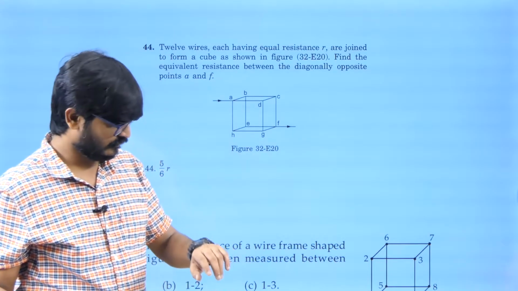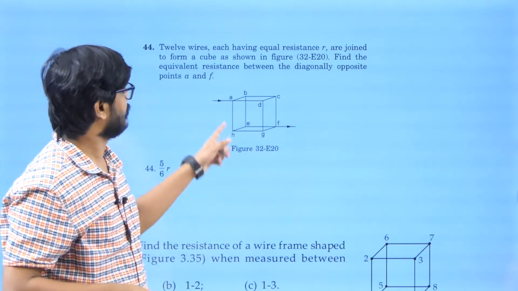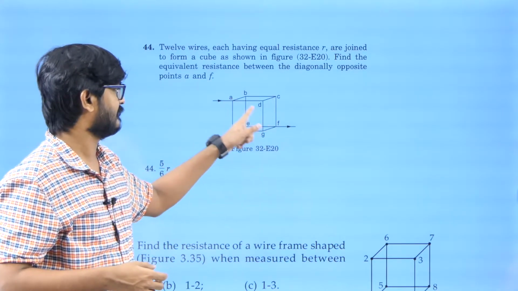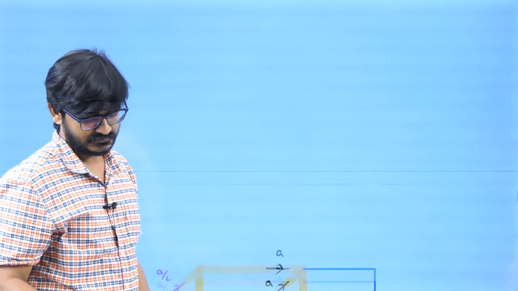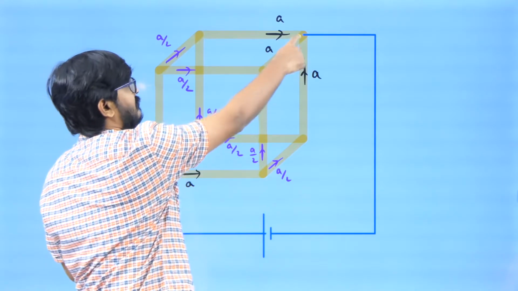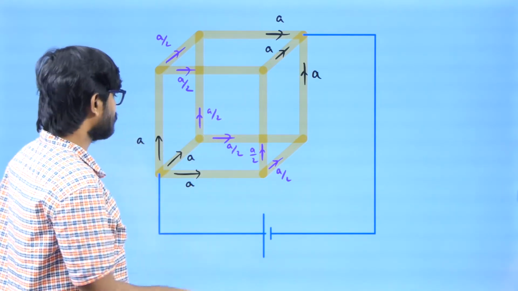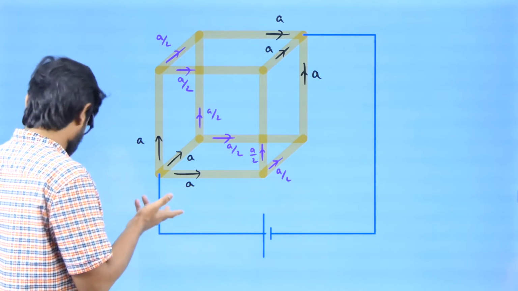Now there is this cube question. Cube question you must have learnt in class anyway. You need to find the equivalent resistance between A and F, A and G, and A and D. I will be going in sequence. The first one is between this point and this point, which is the body diagonal. Now if the battery is giving current 3A, I have taken 3A.